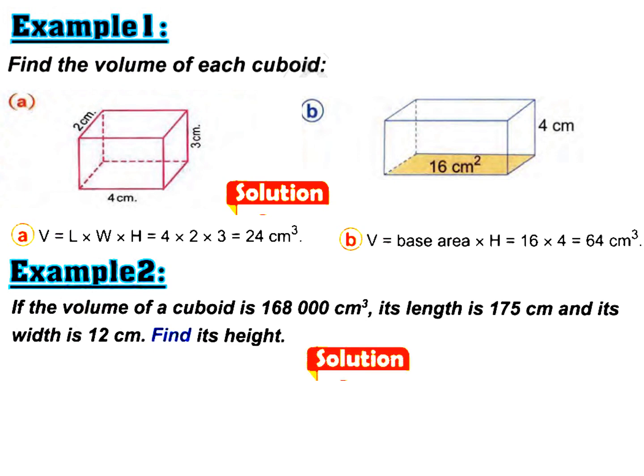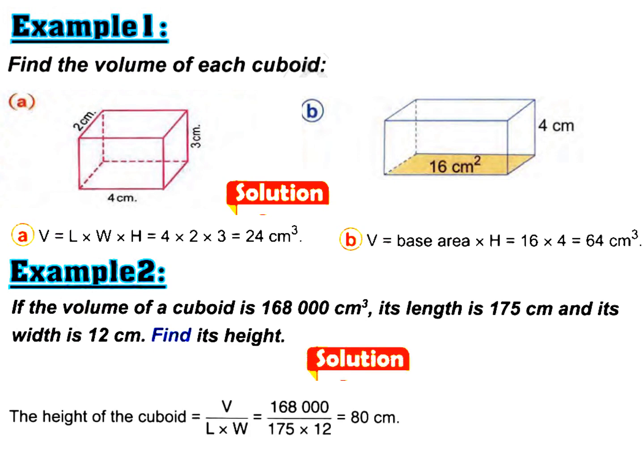So the solution: the height of this cuboid equals volume divided by length times width, because they gave me the length and the width and asked me to get the height. So the height equals 168,000 divided by 175 times 12. Using the calculator, it gives me 80 centimeters. To check your answer, you can multiply width by height by length. It gives me 168,000.